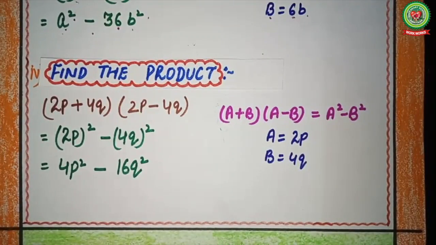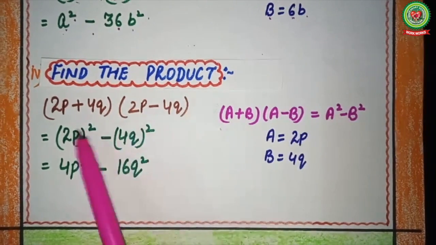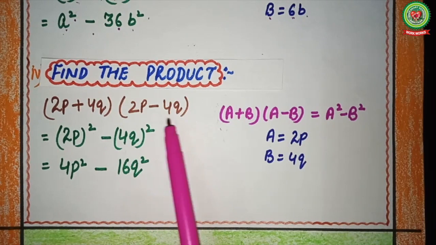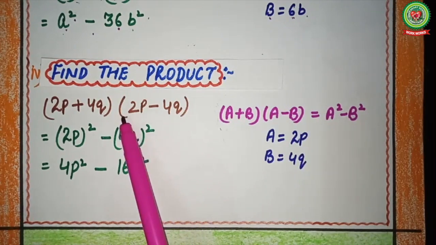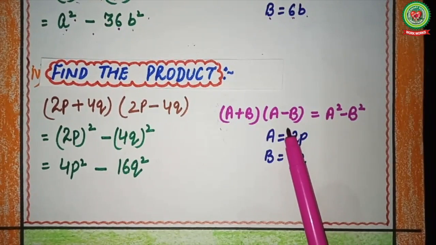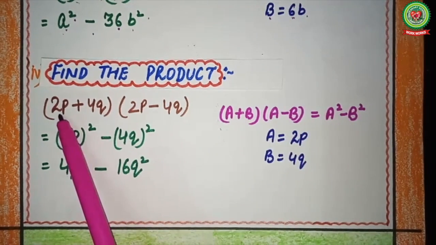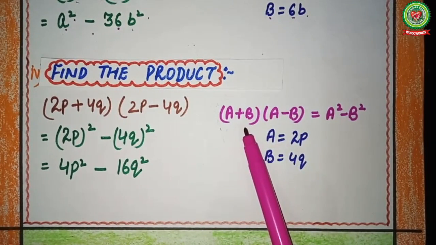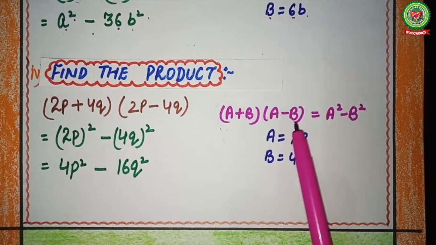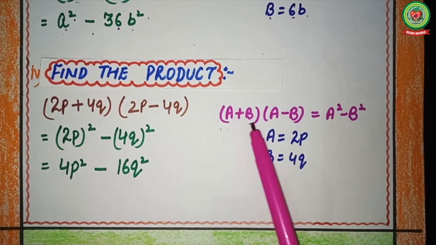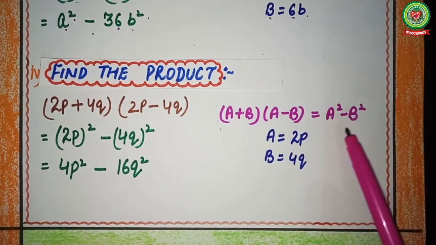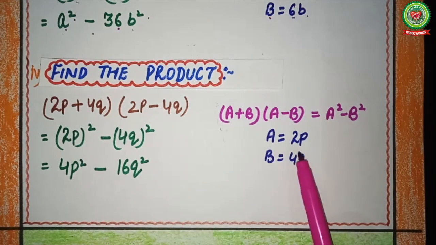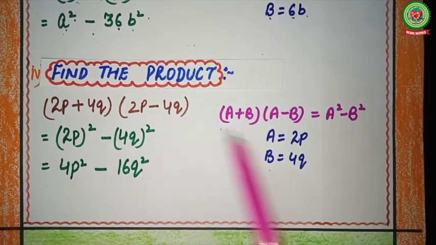So here we have the fourth example, find the product, and the statement is (2p plus 4q) into (2p minus 4q). Again, if we compare this statement with this formula, we get the value of a as 2p and the value of b as 4q. So we can apply this formula here. We write on the right hand side of the question, (a plus b) into (a minus b) is equal to a square minus b square, where a is equal to 2p and b is equal to 4q.